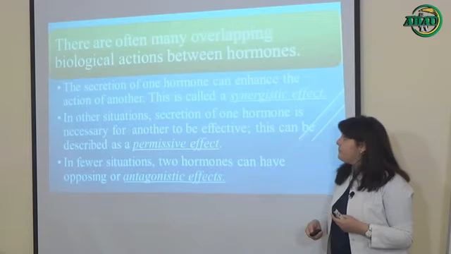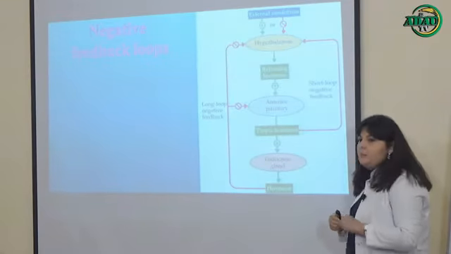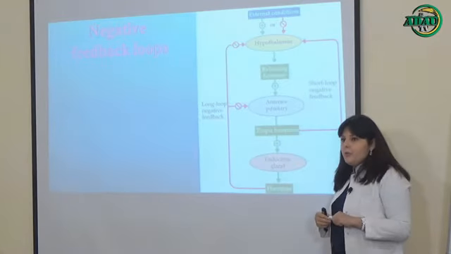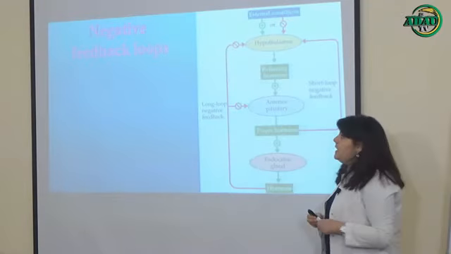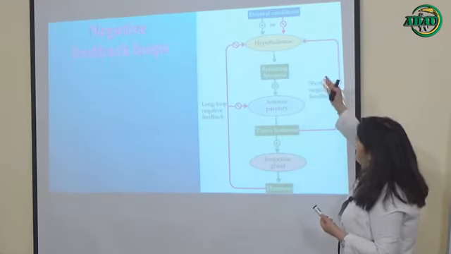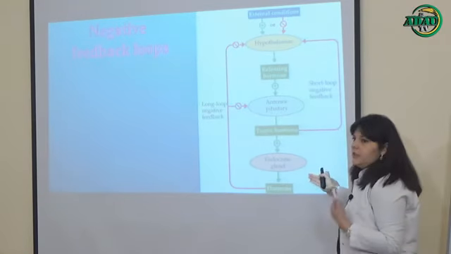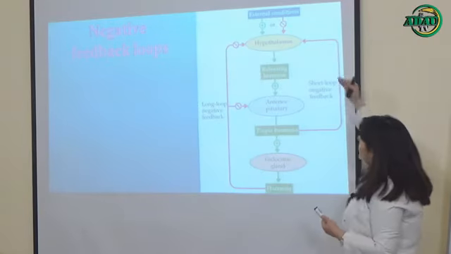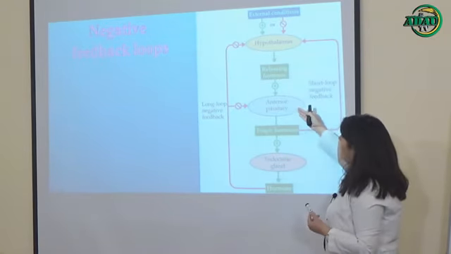What are negative feedback loops? It's a very important mechanism which provides the balance of hormones in the body of animals. So let me explain. On the top we can see the hypothalamus, then the anterior pituitary, and then an endocrine gland. The hypothalamus produces releasing hormone, which activates the anterior pituitary and then the endocrine gland.